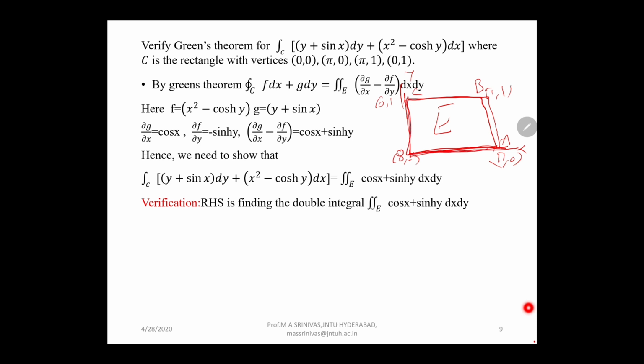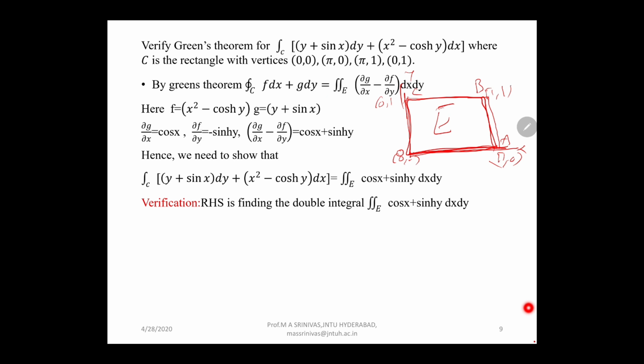As I said, for the application of Green's theorem, we should have a closed curve. If you have a closed curve, automatically there will be a region E for which that C is the boundary. And the line integral along C is equal to the double integral over E. So this is what Green's theorem says.